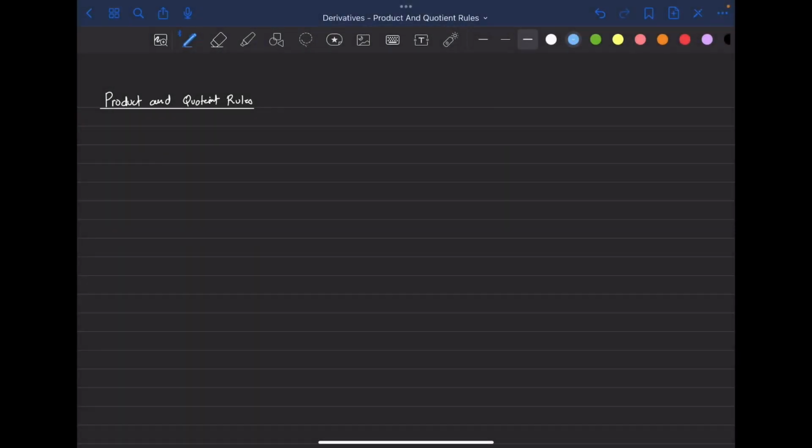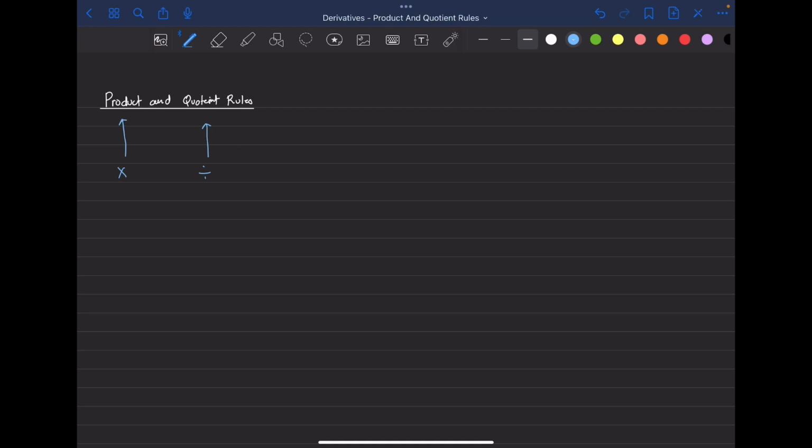Hey, in this class we're going to look at the product and quotient rule for derivatives. The product rule is for multiplication and the quotient rule is for division. You would use these if two functions are being multiplied or divided by each other and you want to find the derivative of the final thing.